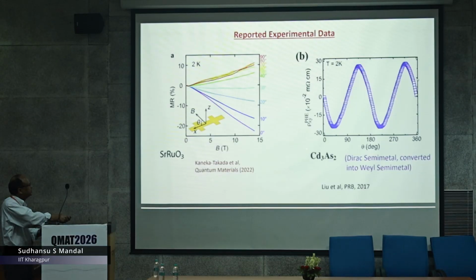Okay, so this material Cd3As2 is not a Weyl semimetal, it is a Dirac semimetal, but it can be converted into a weak Weyl semimetal when you apply a perpendicular magnetic field. So in this experiment there will be some small amount of perpendicular magnetic field that makes the Dirac semimetal into a Weyl semimetal. And if you notice here, the minimum in the Hall resistivity is not exactly at 45 degrees, very close to that, but slightly away from it.